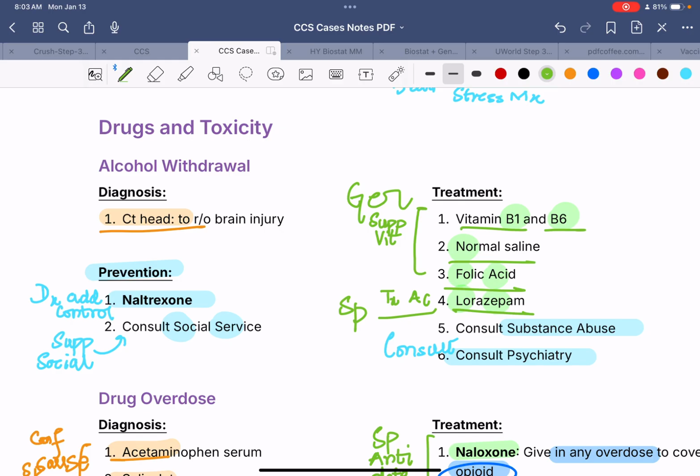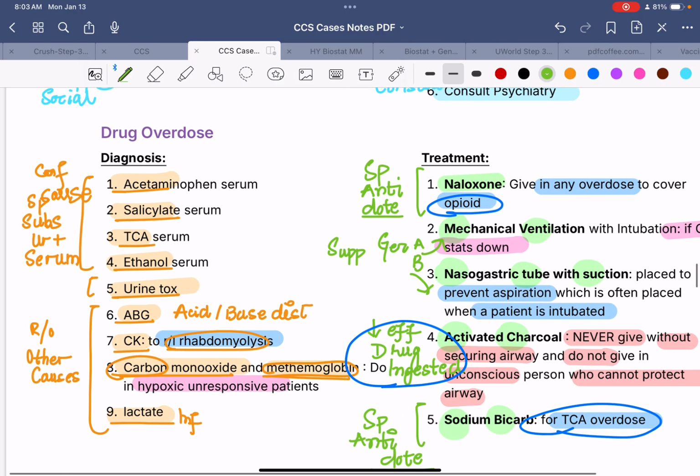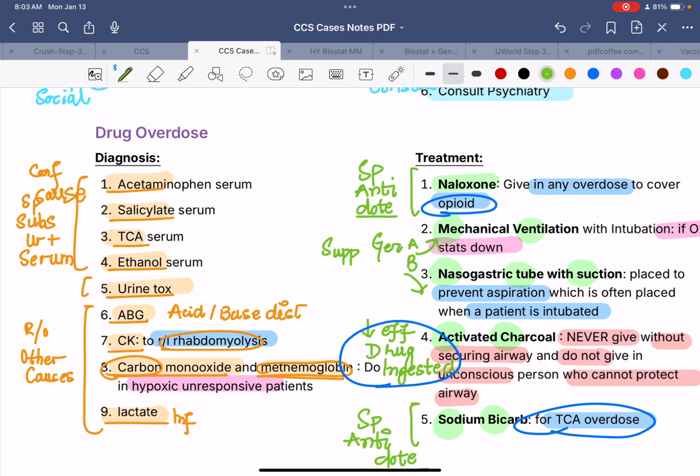The patient might be homeless or have some other issues at home, and then naltrexone for additional control in order to prevent the patient from relapsing into alcohol abuse again. Now, this is the case in which we have general drug overdose, right?